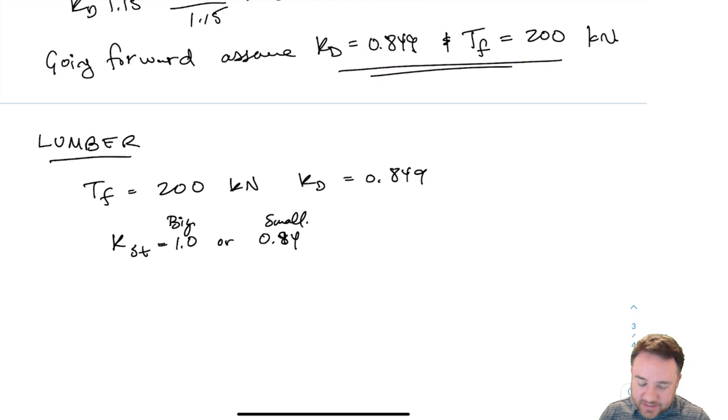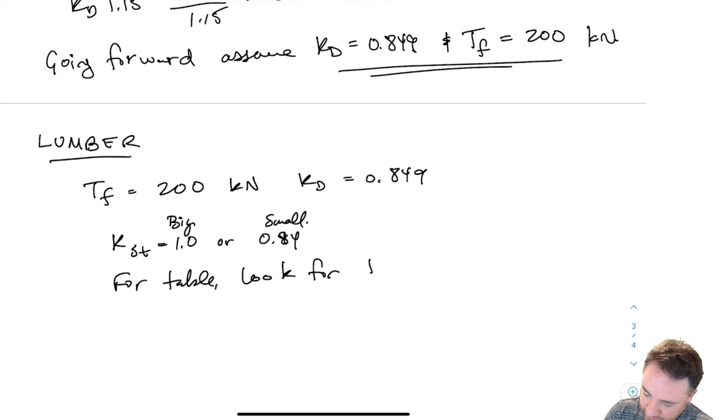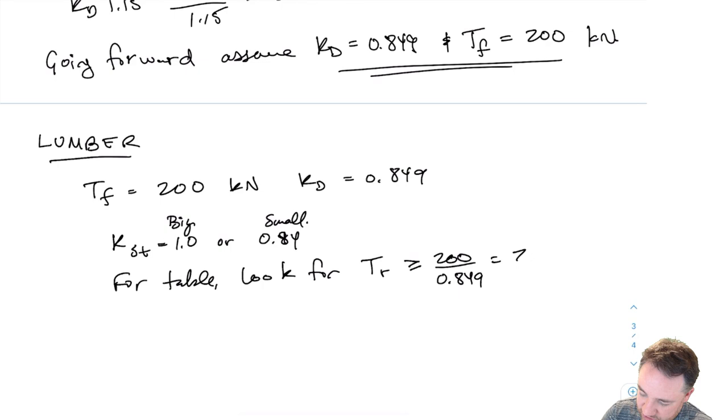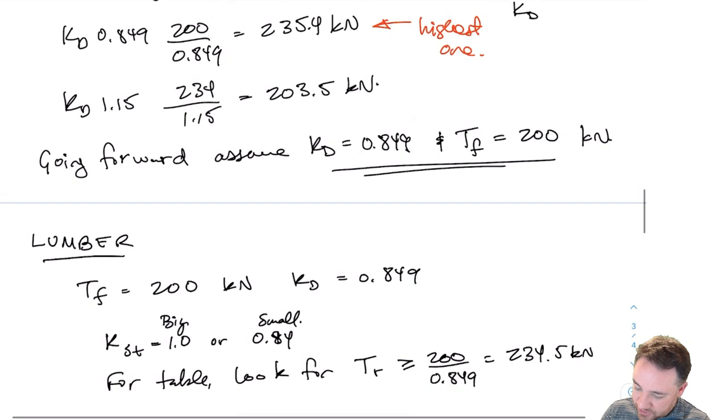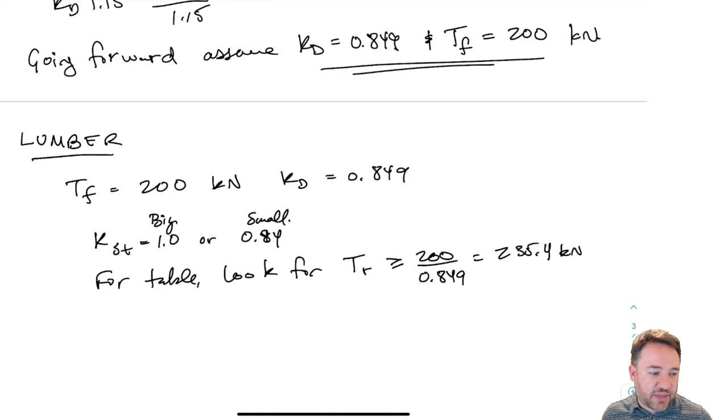Down here, when I go to the table, what I can do is say, if KD was 1.0, what would be the strength that I need? That takes into account the fact that when I go to the table, I actually have to reduce the strengths by 85%. So I can say for the table, look for TR greater than or equal to 200 divided by 0.849, which equals 235.4. That helps us when we go to the table, instead of having to do that math in our head where we say all these tables need to be multiplied by 0.85. I'll just divide by 0.85 to get what my target should be.